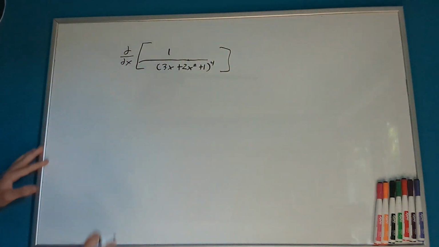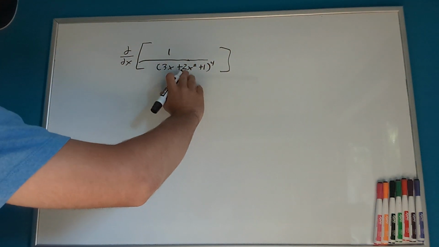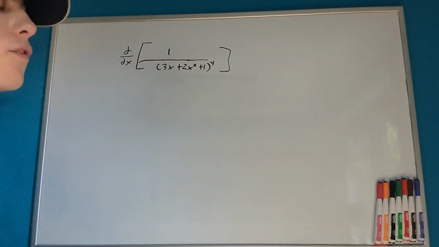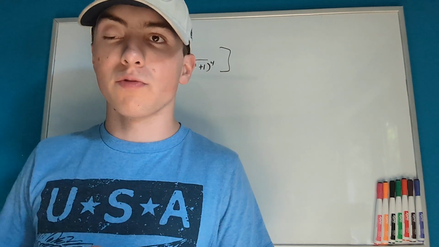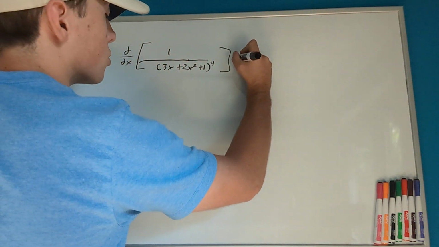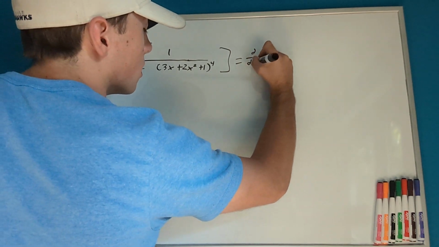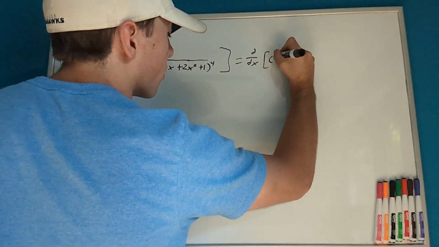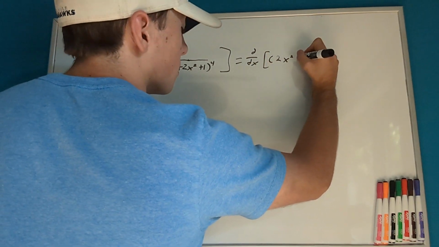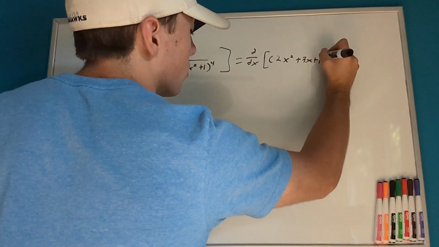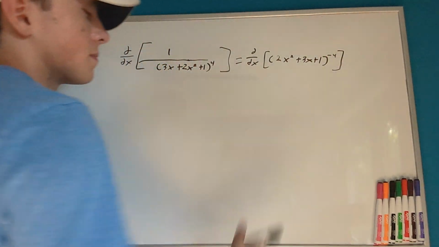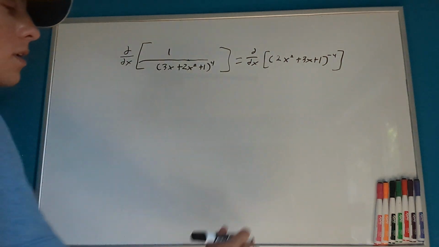So what can we do? Well, this whole thing, we can take this up to the top, and we can make this whole thing to the negative fourth power. You might be tempted to use the quotient rule with this, but we can use the chain rule and it'll be much, much easier. So this equals 2x squared plus 3x plus 1, and then this whole thing to the negative fourth. Okay.